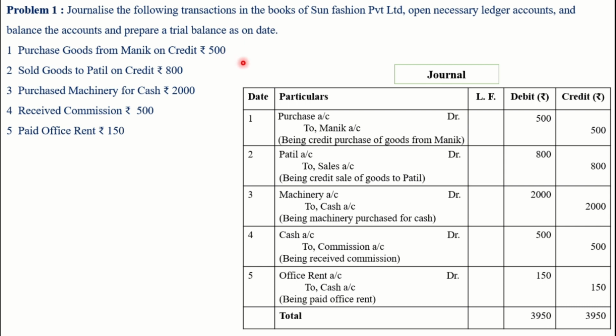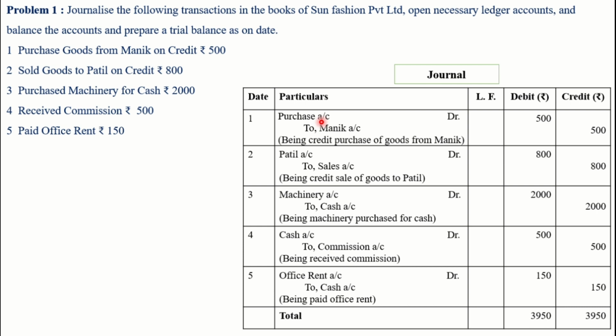Then we have to identify which 2 accounts are involved in these transactions, because every transaction has 2 aspects, that is receiving aspect and giving aspect. That's why first step of recording the journal is we have to identify which 2 accounts are involved in these transactions. What is the transaction? Purchase goods from Manik on credit rupees 500. Here transaction is on credit basis. That's why first one account is purchase account, another account is Manik account. Why Manik? Because transaction is on credit. Okay, purchase account to Manik account.